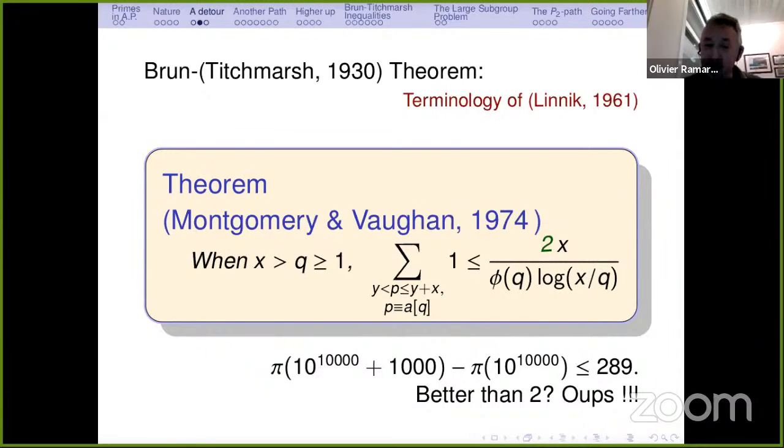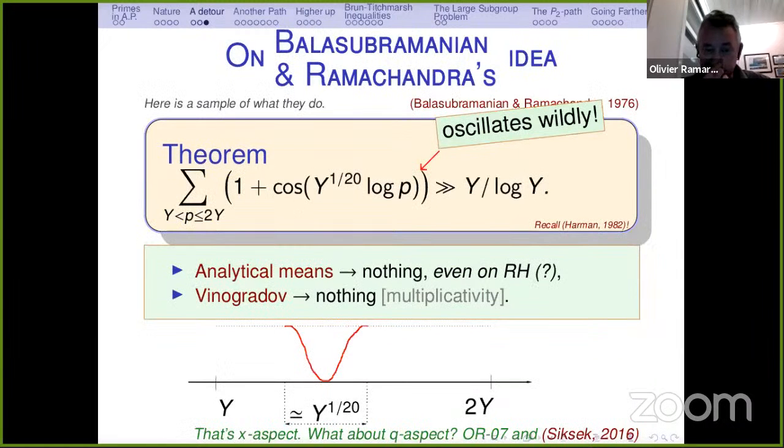Okay, now let's see what we can do with that. And I want to show you that this one is an extremely powerful tool. And to do that, I'm going to use some work of Balasubramanian and Ramachandra. They published some papers in 76. Balu must have been very, very young at that time.